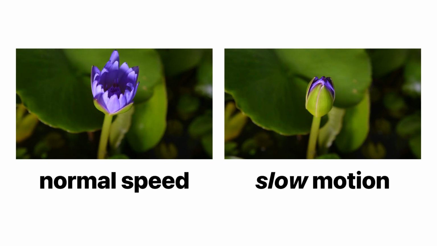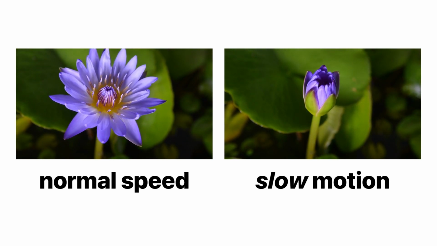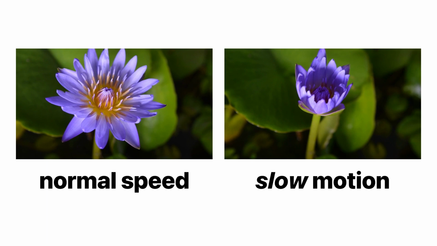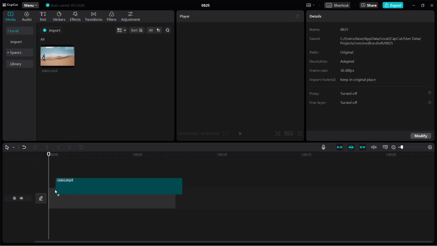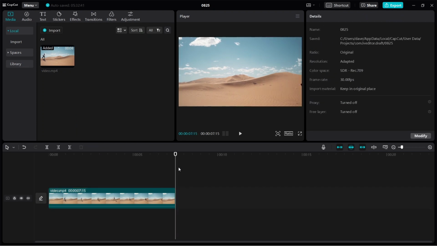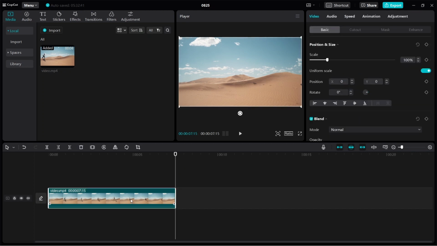If you want to learn how to do slow motion on CapCut, then this video will show you how step by step. So let's use this video as an example. To do slow motion on CapCut, there are two ways to do it. I'll show you the first way, which is the easy way. Make sure you click on the video.